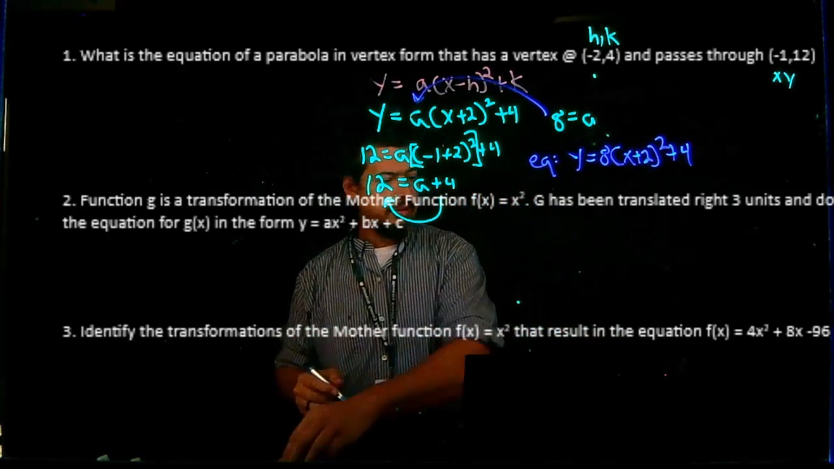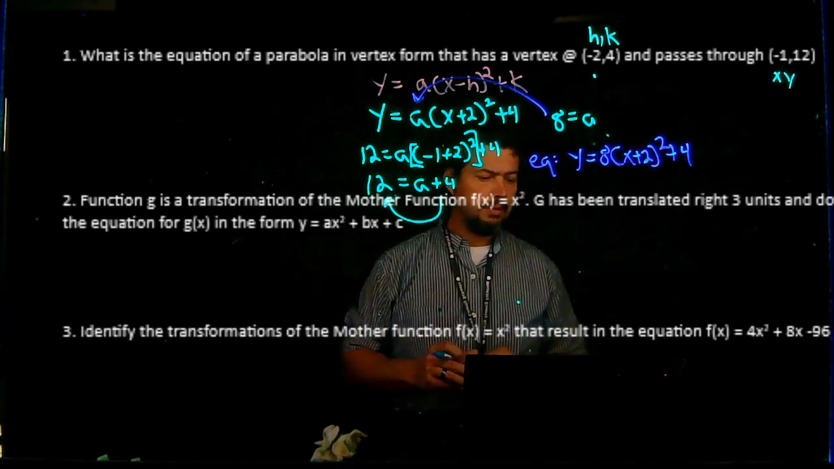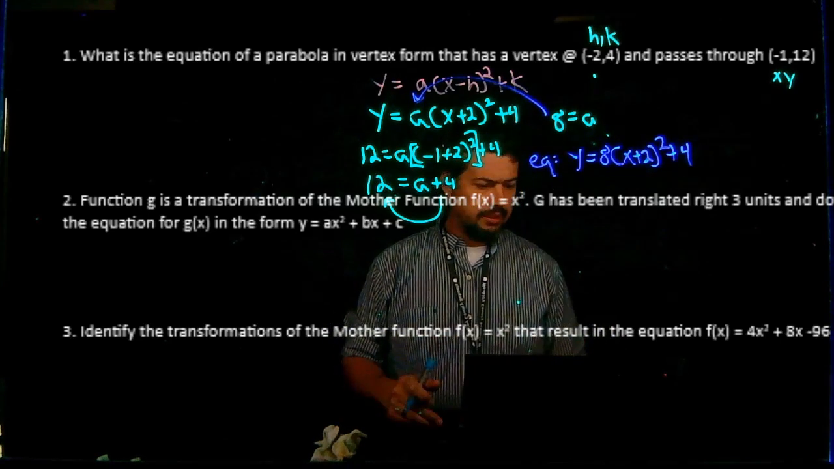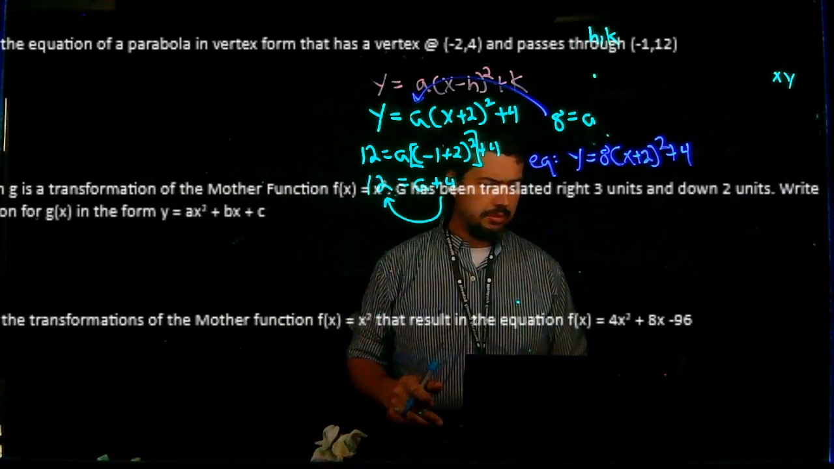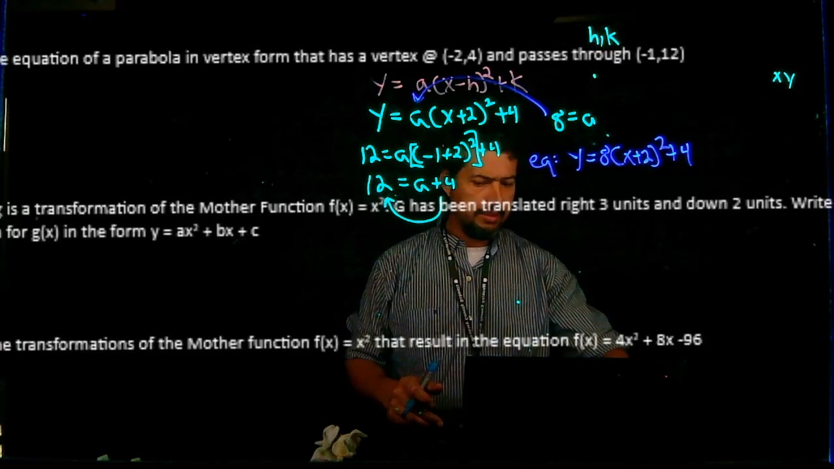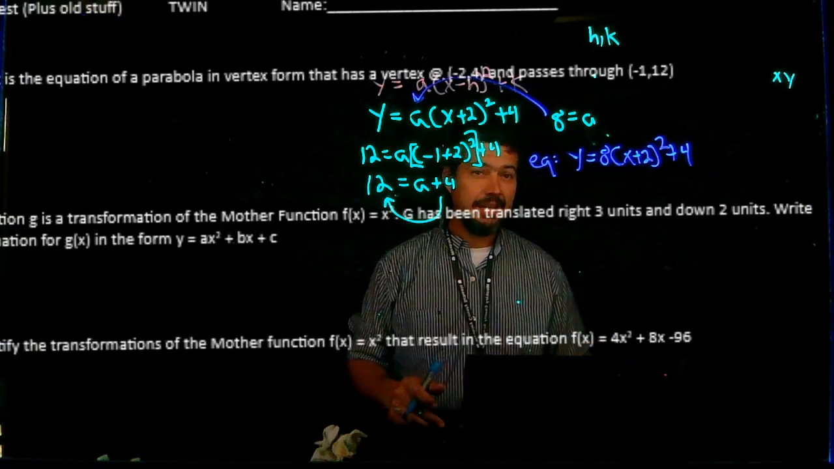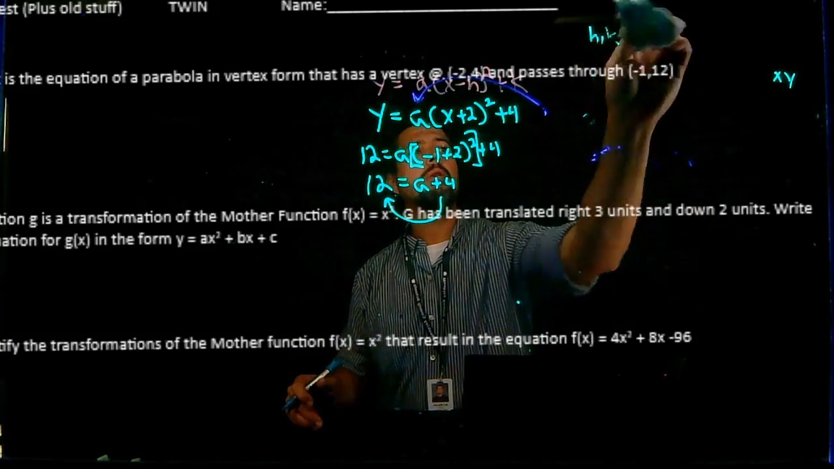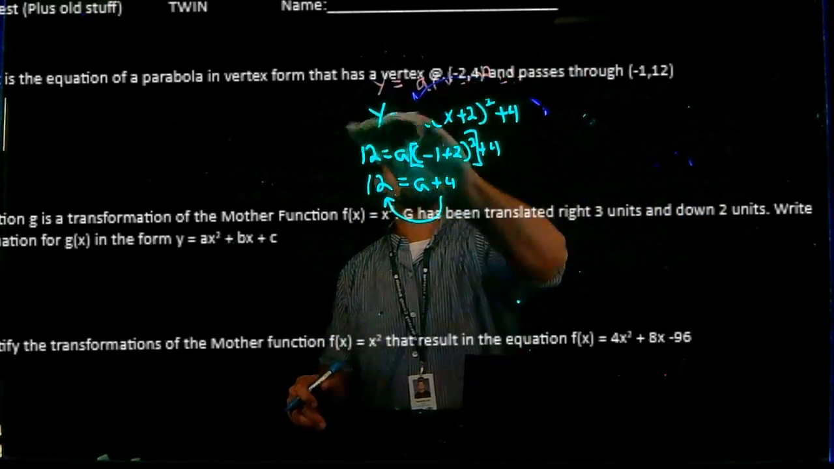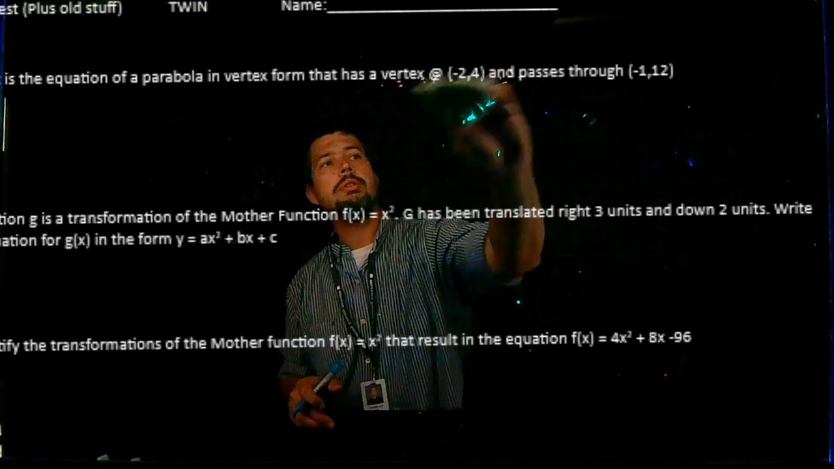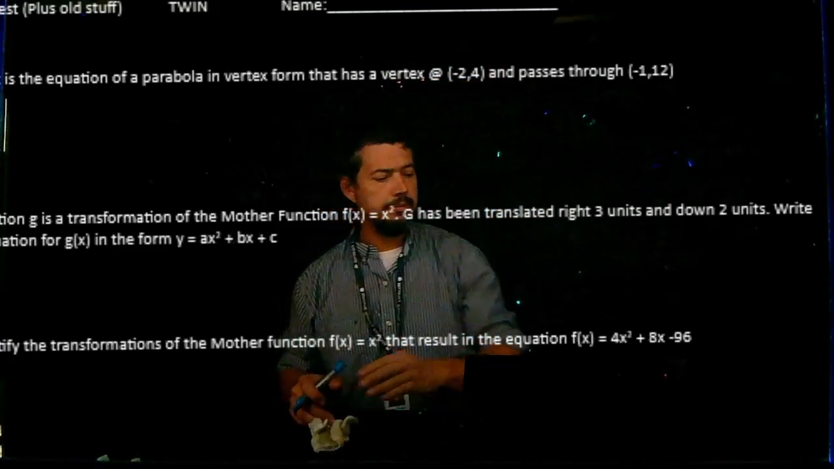Function g, moving on to the second one. Function g is a transformation of another function, x squared. G has been translated right 3, and something else, down 2. Write an equation for g of x in standard form. So we're going to start with vertex form, and then we're going to work our way from there. Start with vertex form and turn it into standard form, okay? Start with vertex, move it into standard.